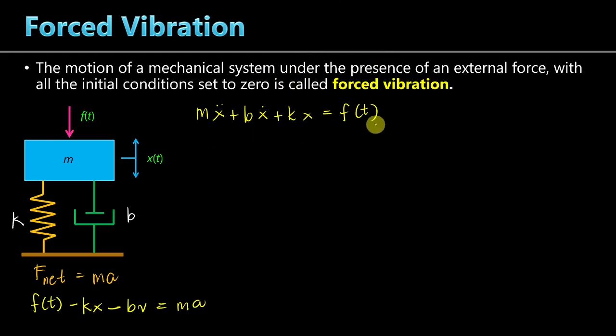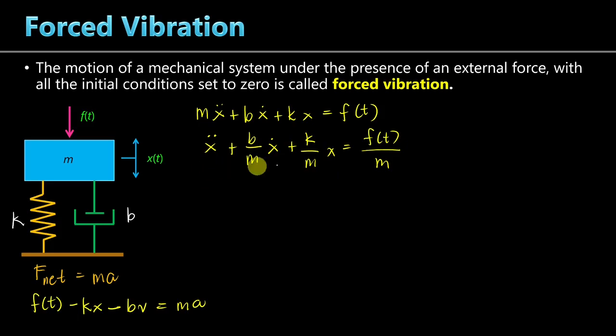Diba? So, now meron na tayong non-homogeneous LCCDE. Now, if I will divide this by m, may makukuha tayo dyan na x double dot plus b over m x dot plus k over m x equals, so yung f of t, i-divide ko ulit ng m. Ayan. So, ito na ngayon yung standard form nung second order LCCDE natin. Yung first term niya or yung leading coefficient ay 1.